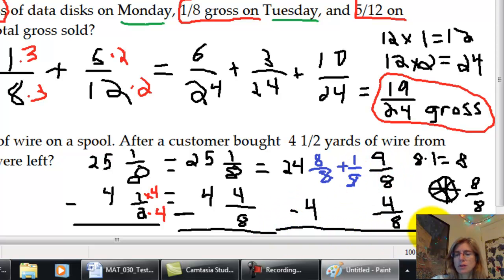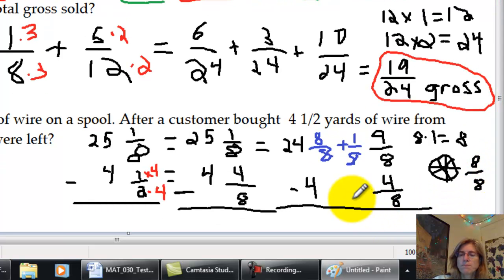Alright, so we'll do the math, and now we're running out of room. Oh, there's some. 9/8 minus 4/8 is 5/8, and that's our fraction. 24 minus 4 is 20. So our answer for number 36 is 20 and 5/8.